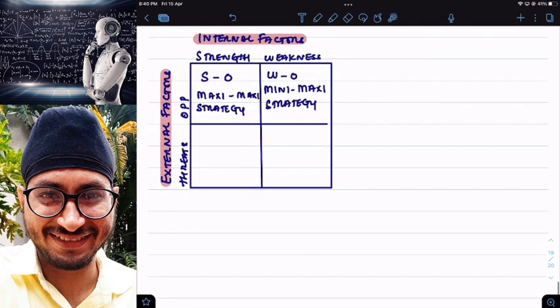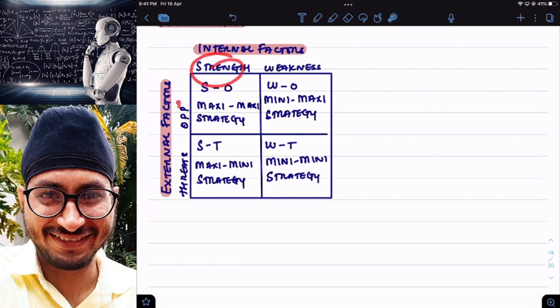Then we have strength and threat, ST. Strength should be maxi, threat should be mini, maxi-mini strategy. And then we have weakness and threats, WT. Weakness should be minimum and threat should also be minimum. Mini-mini strategy.